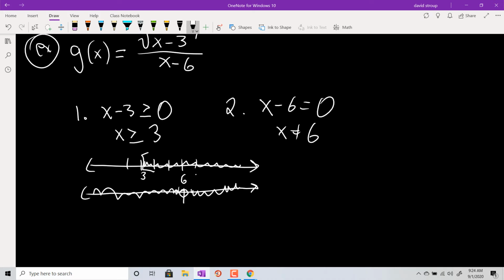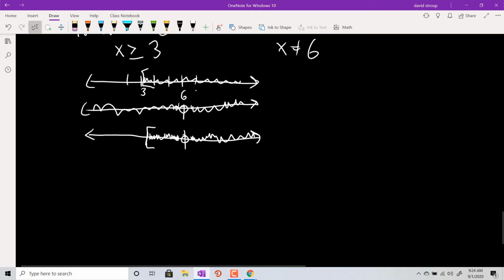And then we take the intersection. For the intersection, the x value has to be in both. So 3 is in both. Everything below 3 is not in both. It's in the second one, but not the first. So we're going to start at 3 and then go up to 6, but we can't include 6 because it's not in the second interval. It's in the first, but not the second. And then everything above 6 will work.